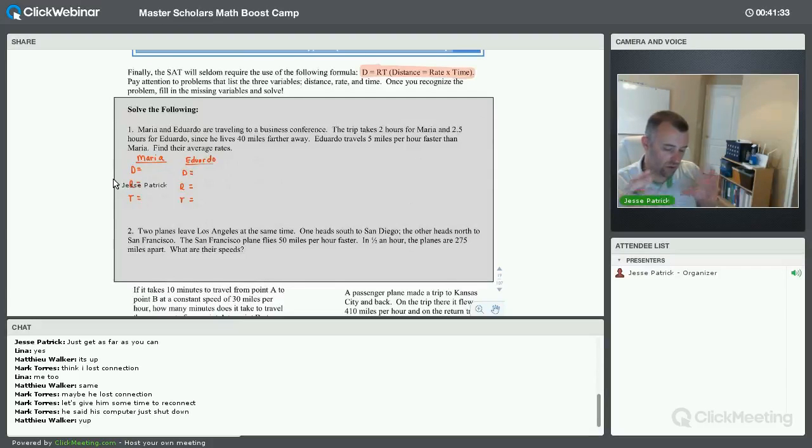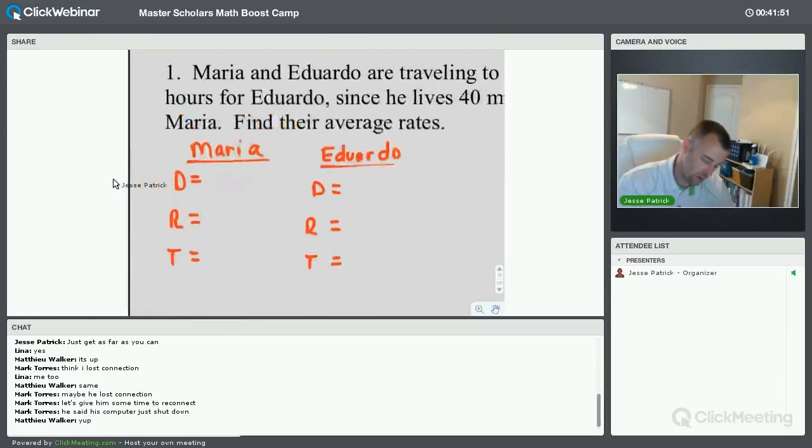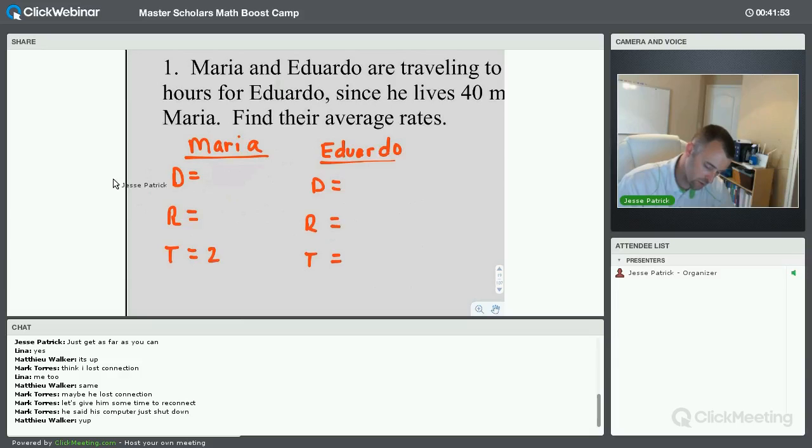So as soon as you see two of those three concepts, pretty good bet you're using distance, rate, and time, because they'll just assume that once you have two of those things, you can find the third on your own. So they don't necessarily need to mention it. So I got Maria 2 hours and 2.5 hours for Eduardo. So my time is 2 hours here, 2.5 hours here.